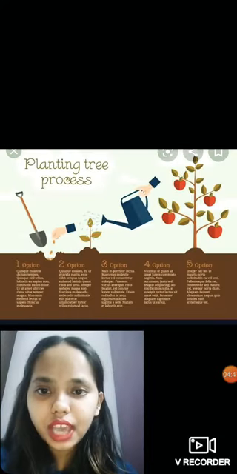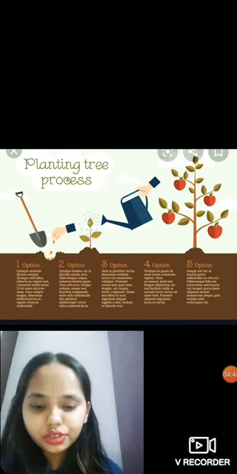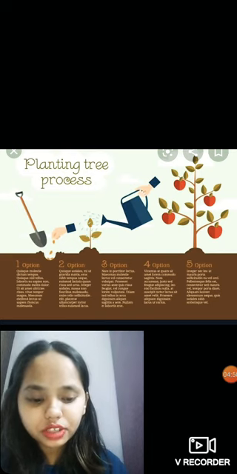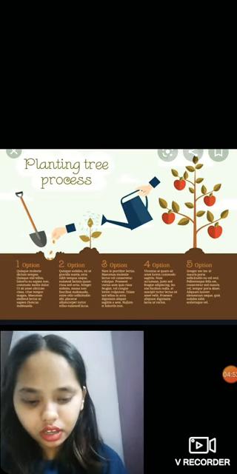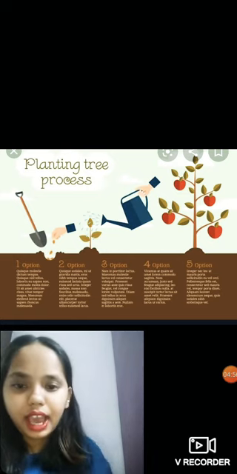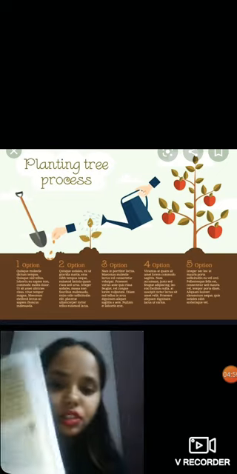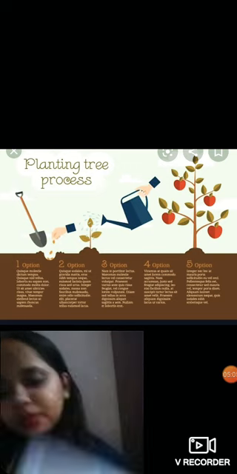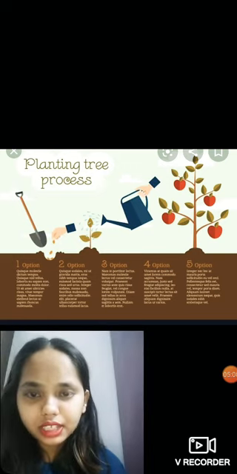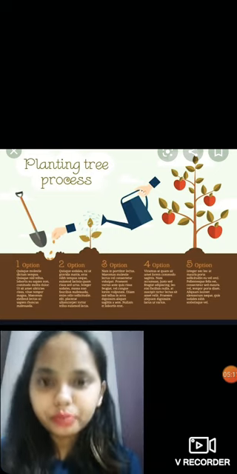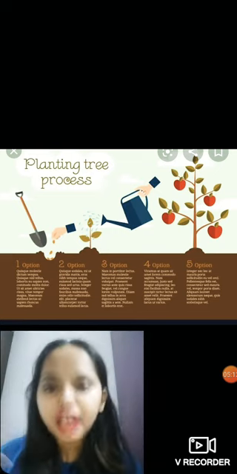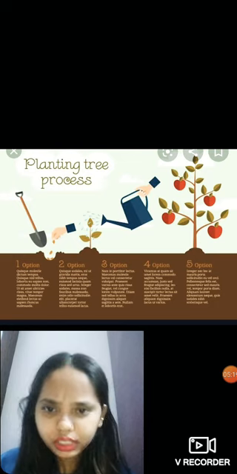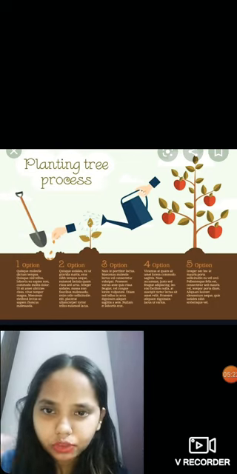Students, if you go to lesson number 2, The Cherry Tree, written by Ruskin Bond, on page number 23, I have the book with me, I'll show you. This is page number 23, students, and you can see that it says to write the process of planting a tree. There is a beautiful picture with images and little steps showing how to plant a tree.